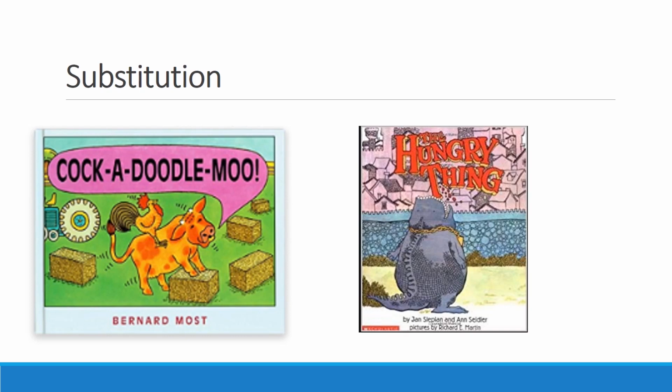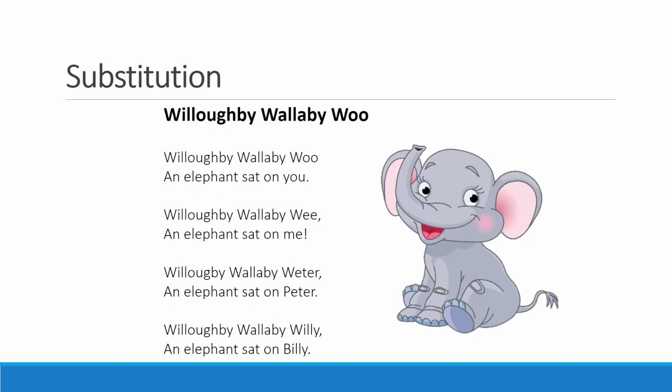Don't forget to keep reading those fun books that play with sounds. There are a lot of fun songs and poems that play with sounds too.